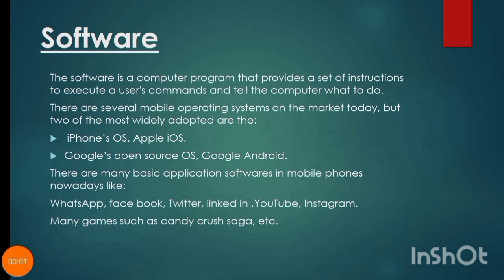What is software? Software is a computer program which tells the computer what to do. There are several mobile operating systems nowadays. Two of them are mostly used. Number one is Apple's iOS for the iPhone and number two is Google's Android. There are many basic applications in mobile phones such as WhatsApp, Instagram, Facebook, Twitter, LinkedIn, and many games such as Candy Crush. Popular games today are PUBG and Free Fire. We can also play these games on mobile phones.